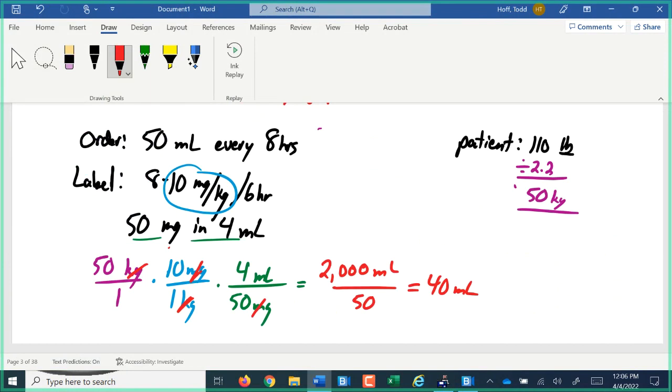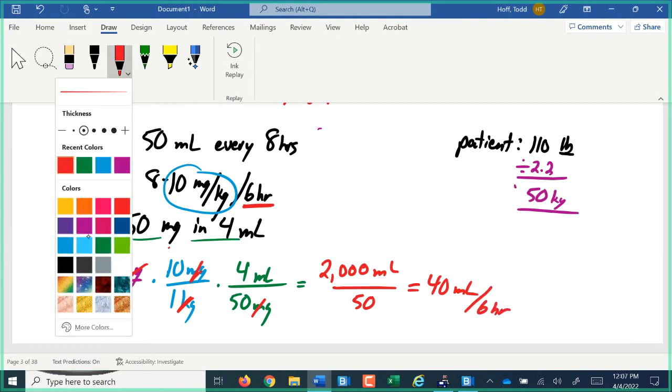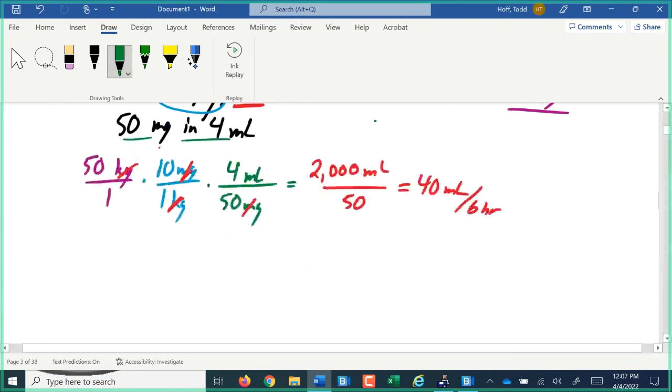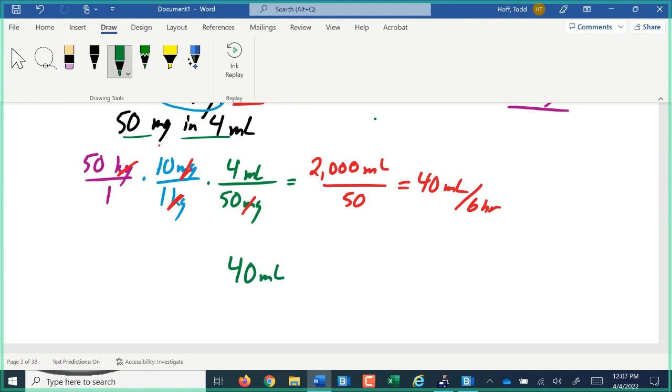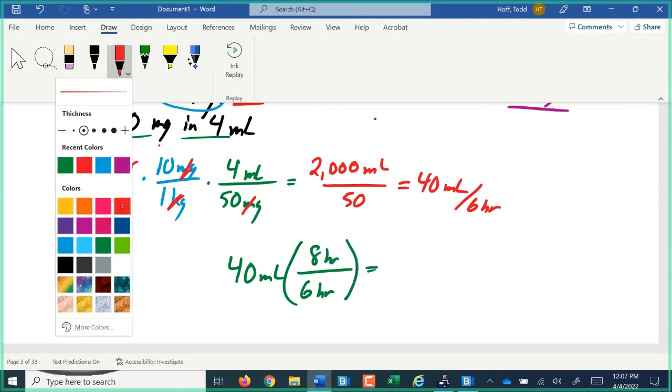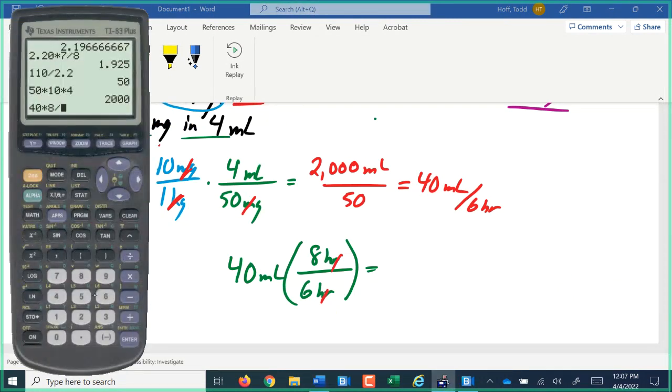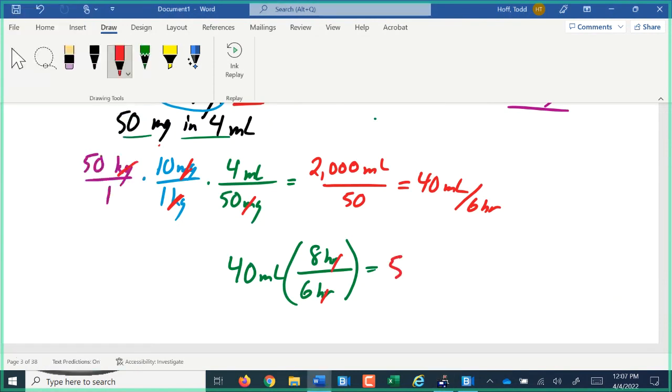Now this looks like it could be an issue, but then we still have to bring in the time, which is the 6 hours. That's 40 milliliters every 6 hours. We titrate that to the doctor's orders, every 8 hours. 40 milliliters, that's figured on 6 hours. We need to go to 8 hours. Hours cancel out. 40 times 8 divided by 6 is 53.33 milliliters every 8 hours.